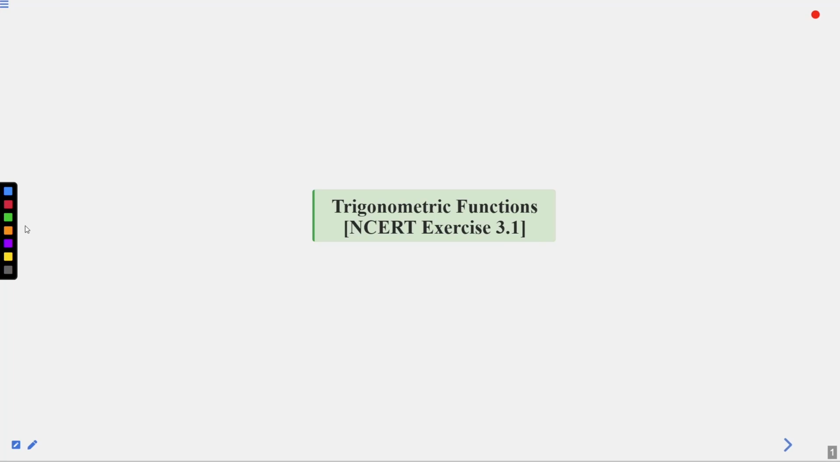Hello everyone, welcome to today's lecture. So in today's class, we will study trigonometric functions, NCERT exercise 3.1. So let us start.